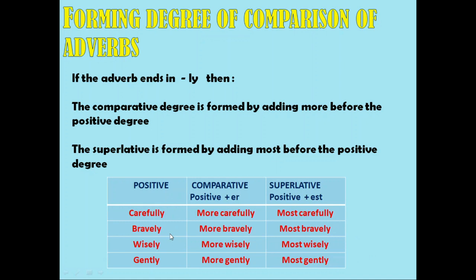Bravely is the positive degree. So the comparative degree will be formed by adding more before the word bravely. So it becomes more bravely. And for the superlative degree, we will add most. So it becomes most bravely. Wisely, more wisely, and most wisely. Gently, more gently, and most gently.